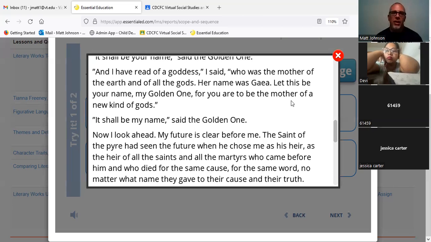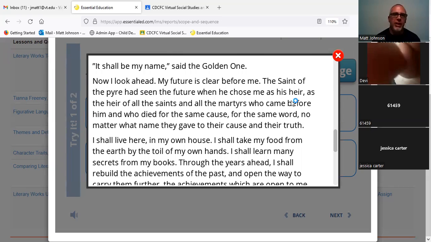And I have read of a goddess, I said, who was the mother of the earth and of all the gods. Her name was Gaia. Let this be your name, my Golden One, for you are to be the mother of a new kind of gods. It shall be my name, said the Golden One. Now I look ahead. My future is clear before me. The saint of the pyre had seen the future when he chose me as his heir, as the heir of all the saints and all the martyrs who came before him and who died for the same cause, for the same word. No matter what name they gave to their cause and their truth.